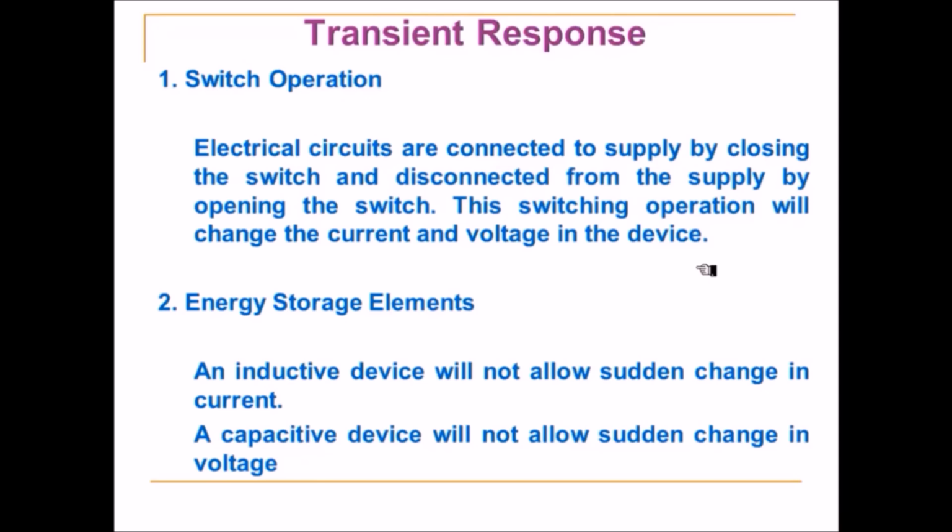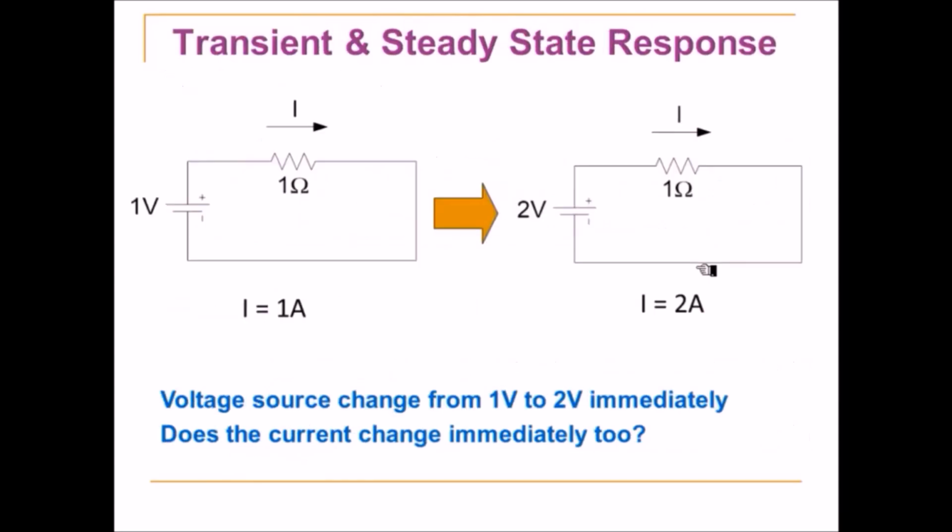We know that an inductor stores energy in the magnetic field and a capacitor stores energy in the electric field. Apart from that, there are two more important characteristics of inductors and capacitors: an inductive device will not allow sudden change in current. Similarly, a capacitive device will not allow sudden change in voltage. So these two properties are very, very important in transient analysis. Always remember these two points before proceeding to transient analysis.